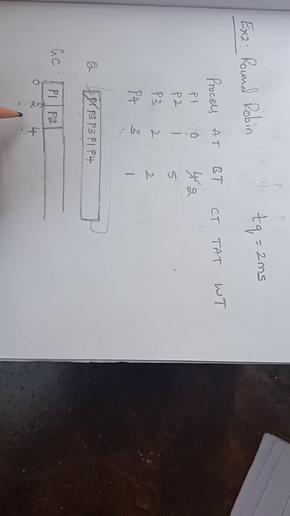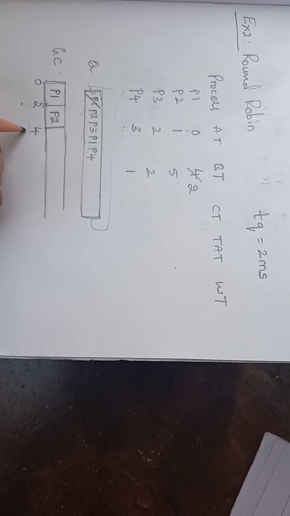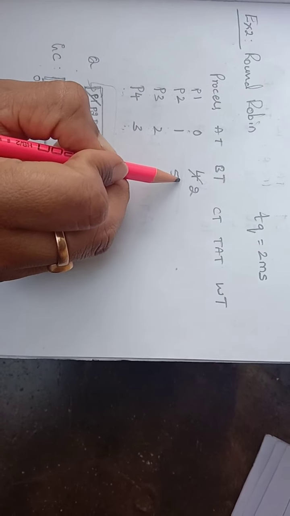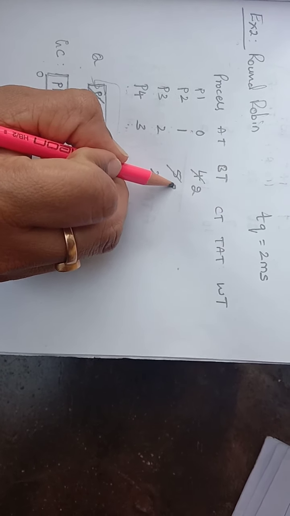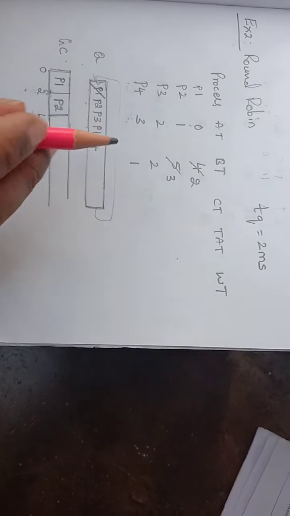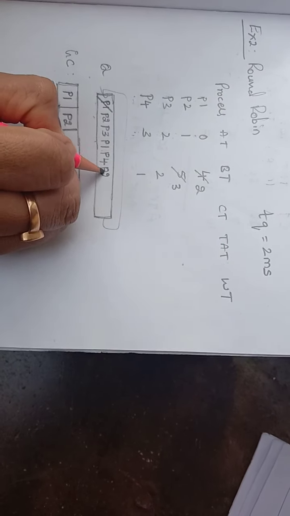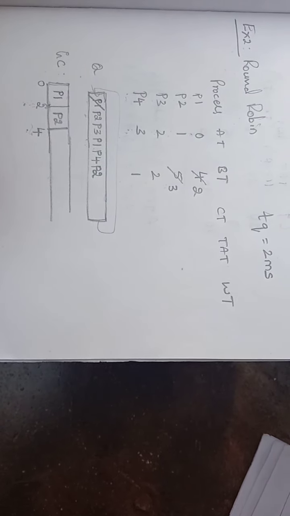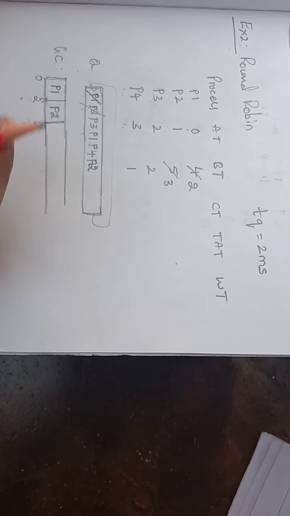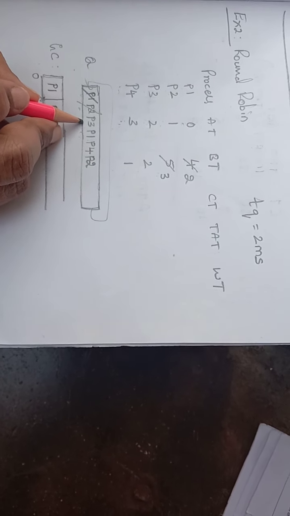So now P2 will be run for 2 milliseconds because the time limit is 2 milliseconds, and for the remaining execution, that is 3 more milliseconds, it will be put back to the ready queue, into the tail of the ready queue. So now P2 is done. Next process in the queue would be P3.